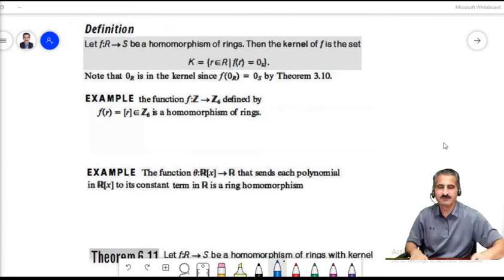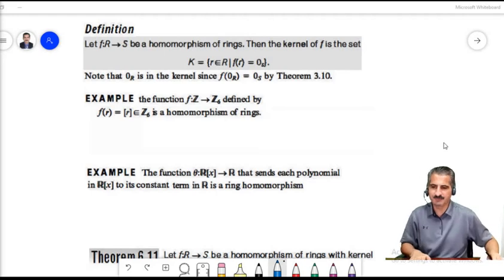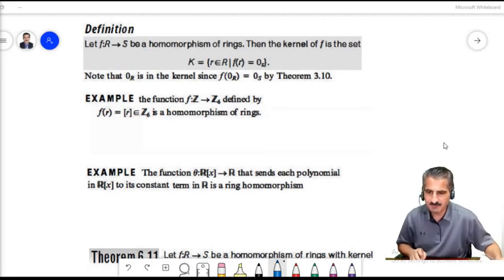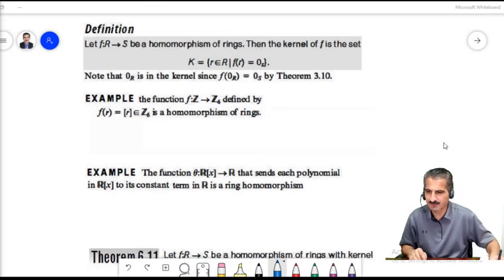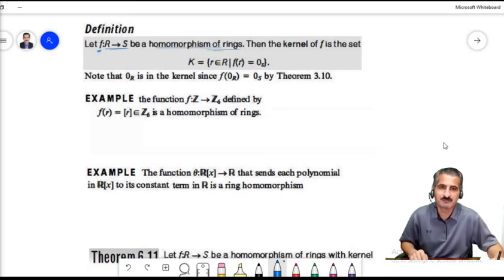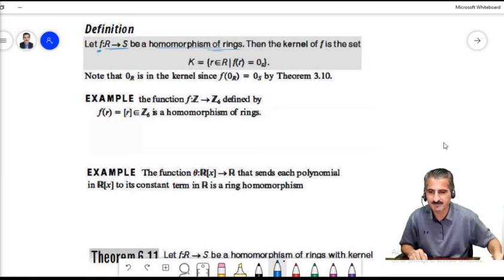So we defined the factor ring R over I, or quotient ring. Now we will define a kernel. We have seen such a definition when we worked with groups, and it is the same definition again for rings. So if we assume f from R to S is a ring homomorphism, and you know now a ring homomorphism preserves the two operations of a ring, addition and multiplication, the kernel of f are all the elements in the domain that go to 0.